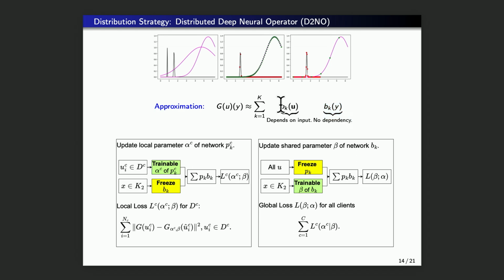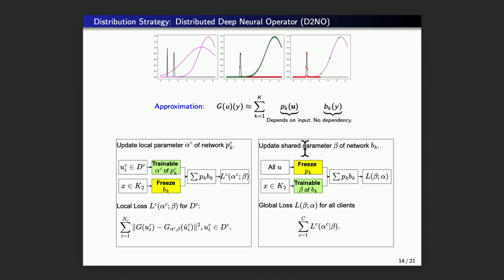And then the coefficient for the basis definitely contains the input function information. It will encode it and also encode the operator. This motivates us to split the learning of p_k and b_k. So it turns out we can have two separate updates.